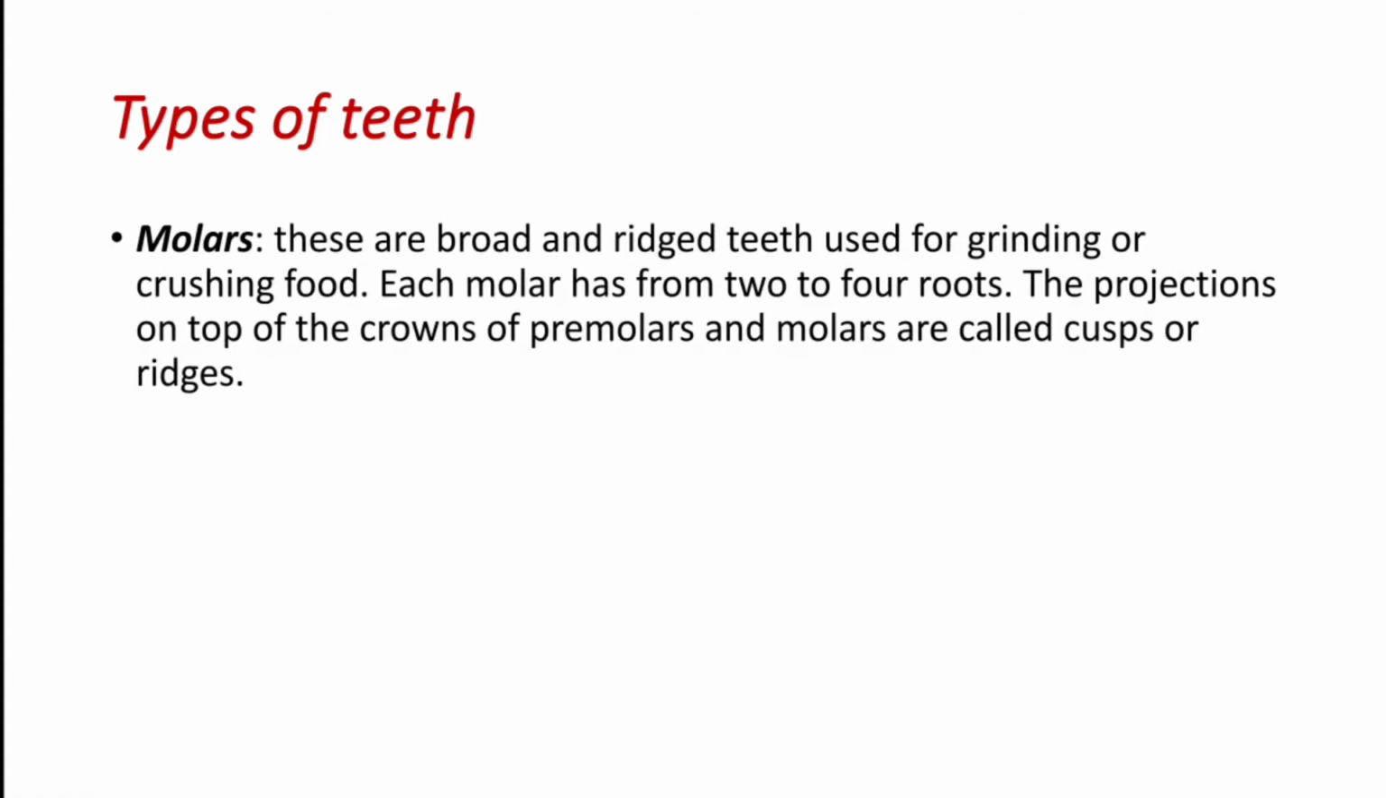Okay. And then the last type of teeth are molars. So what are molars? These are broad and rigid teeth used for grinding or crushing food. So molars and premolars have the same function. Each molar has from 2 to 4 roots.